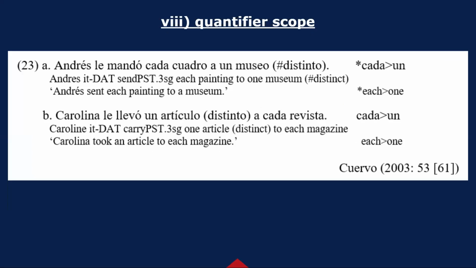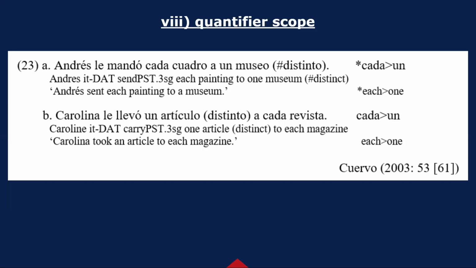The eighth test is related to the quantifier scope. First, Cuervo explains that there are differences of scope between 23A and 23B. The example 23A has only one interpretation, which is that there is a museum that receives its painting, while there exist two interpretations in B. The first one is that for each magazine, there is one article, and number two is that there is only one article that its magazine carries.